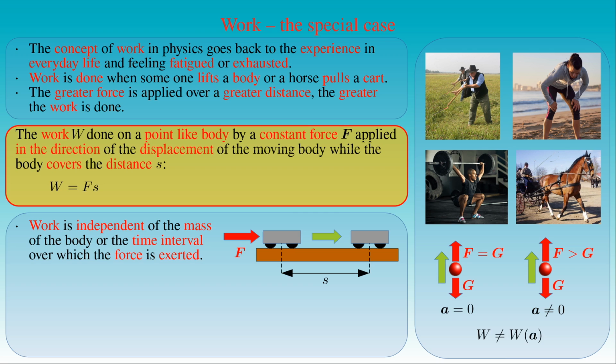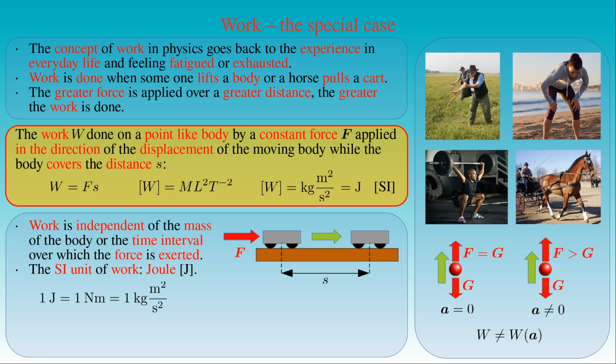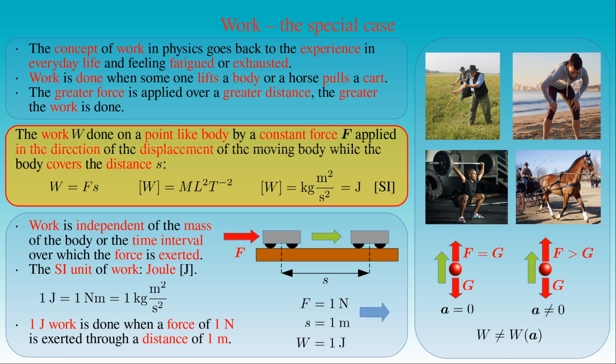Since the unit of force is given by the unit of mass, times the unit of length, times the unit of time to the -2, the unit of work is equal to the unit of mass, times the unit of length squared, times the unit of time to the -2. If we use SI units, then we measure work in kilogram meter squared per second squared. This unit is also called joule, named after the English physicist James Prescott Joule. Then 1 joule is equal to 1 Newton meter or 1 kilogram meter squared per second squared. In other words, 1 joule is defined as the amount of work done when a force of 1 Newton is exerted through a distance of 1 meter.